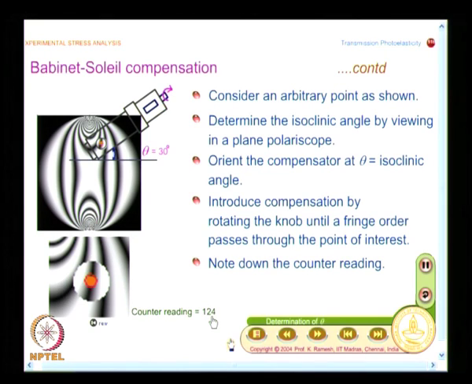So, is the idea clear? When I go to a compensation technique, I need to mark the point of interest in some manner, then find out the principal stress direction at the point of interest, align the compensator axis along the principal stress direction, and then rotate the knob until a fringe passes through the point of interest.